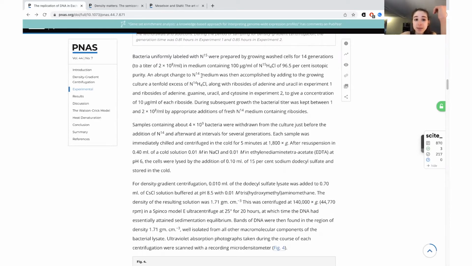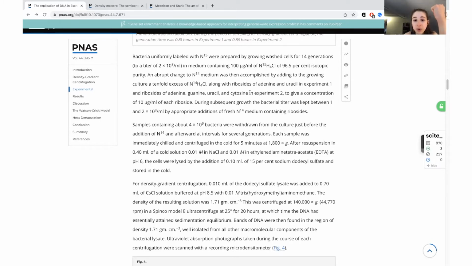Then to change the medium, they added a 10-fold excess of the light ammonium chloride along with the pre-made adenine and uracil, or the adenine, guanine, uracil, and cytosine in their second experiment. So basically, they're adding the raw source of ammonium in the light form, as well as the pre-made nucleotides containing the light nitrogen, and they're adding a ton of it. So it's going to swamp out the heavy stuff. And then each time after that, now they're adding more medium that has the light nitrogen and these nucleotides.